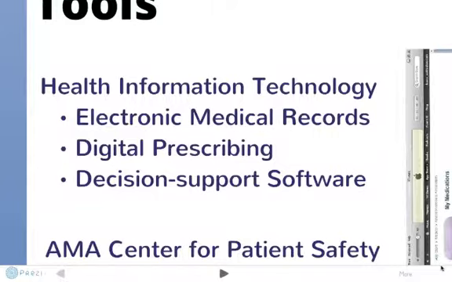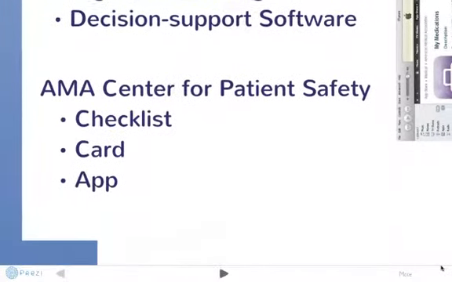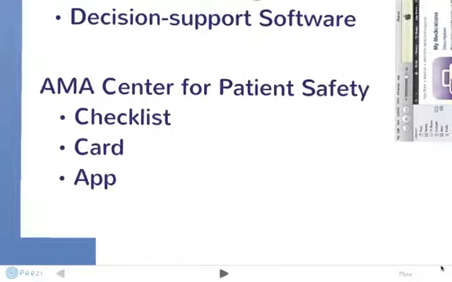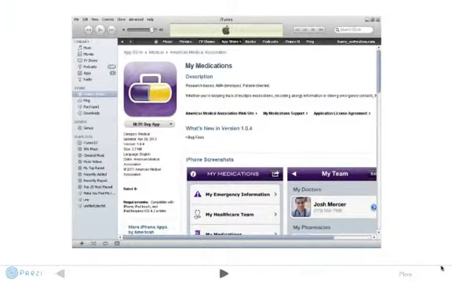In Healthy People 2020, the U.S. Department of Health and Human Services supports the use of health information technology, including electronic medical records, digital prescribing, and decision support software. They recognize that widespread use of these tools should help to reduce medication errors, improve communication, empower consumers, and enhance surveillance to identify adverse effects. Meanwhile, the AMA Center for Patient Safety offers other tools that may be more easily adapted for immediate use at very low cost, including a downloadable checklist, a card which a patient can carry, and yes, there is an app for that.